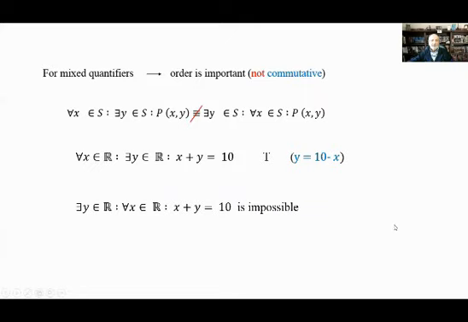For mixed quantifiers, that's very important. The order is important. It's not commutative. For any x in S, there is y in S, p(x,y) is not the same as there is y in S for any x in S, p(x,y). Here's an example. For any x in R, there is y in R, x plus y is equal to 10. That's true. You give me any x, I can find y. Y is 10 minus x. Now, if I put y first, there is y in R, for any x in R, x plus y is equal to 10. It's impossible. Whatever y you give me here, I can take an x that makes this not true.